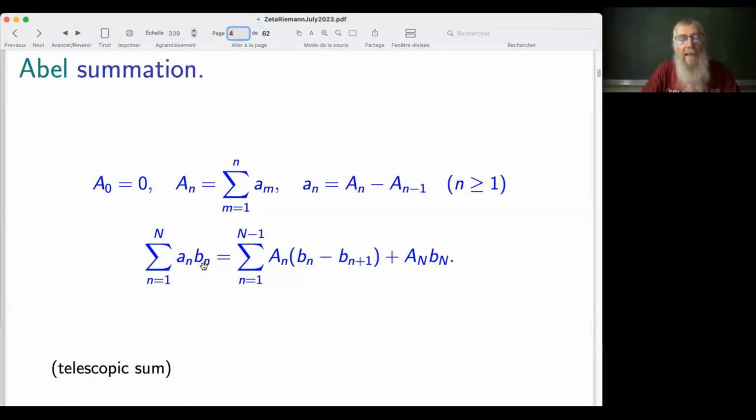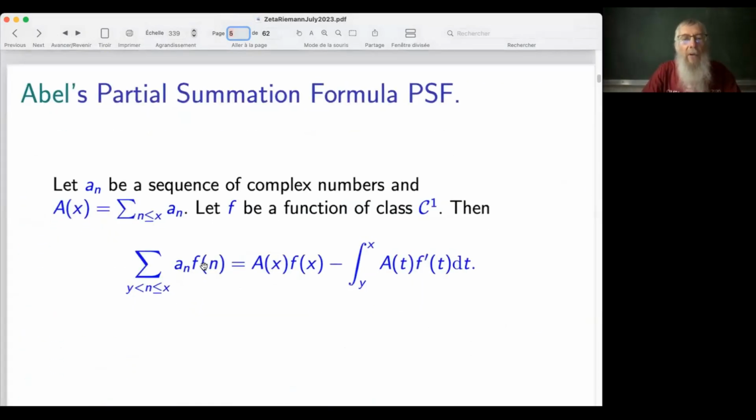Well, you can say that this is an arithmetic function, but the Abel partial summation formula gives a connection, a link between the sum of a_n f(n) and the integral of capital A(t) f'(t) dt. Capital A(x) is the same definition as before, but now we take it for x a positive real number. So now a_n is a sequence of complex numbers, capital A(x) is a partial sum up to x, and f is a function of class C1. So you can differentiate it continuously.